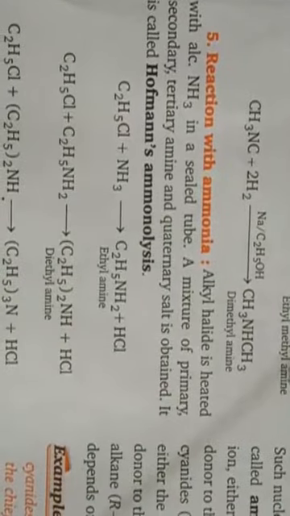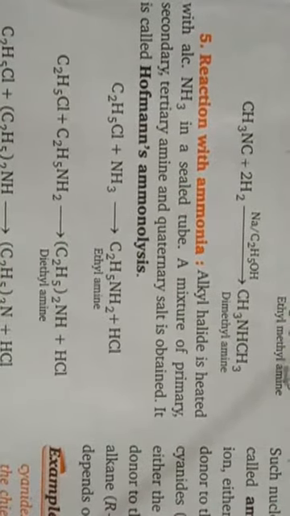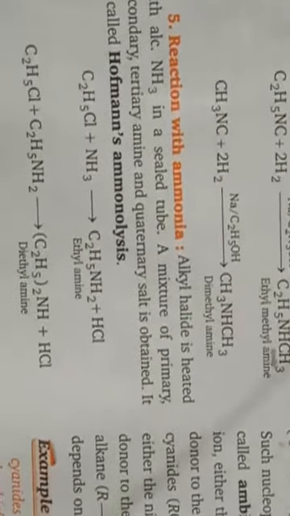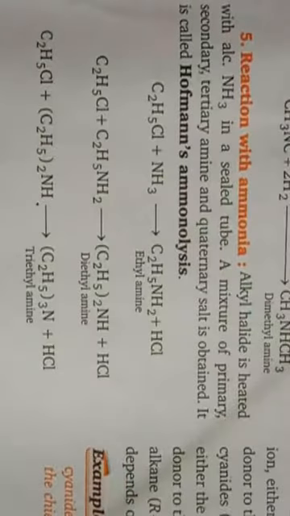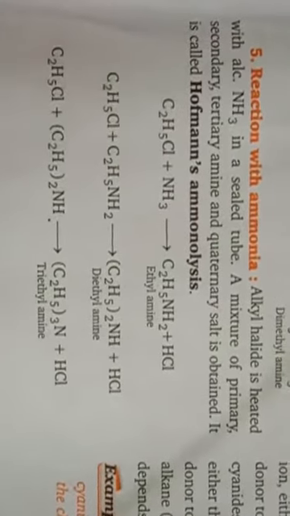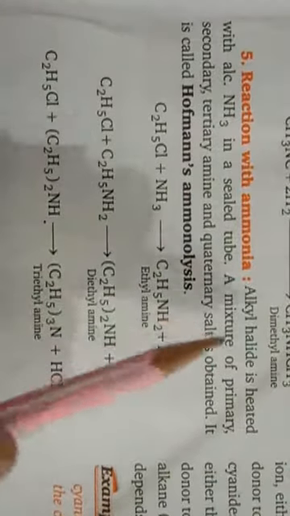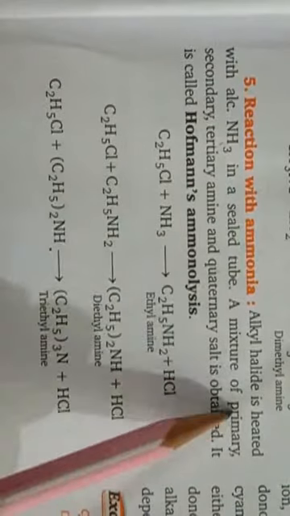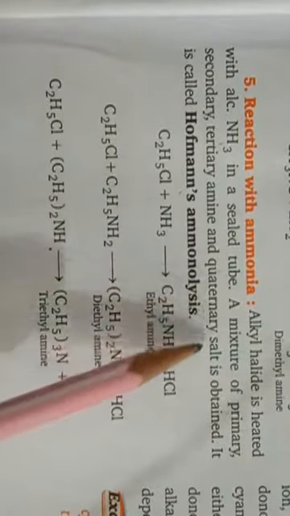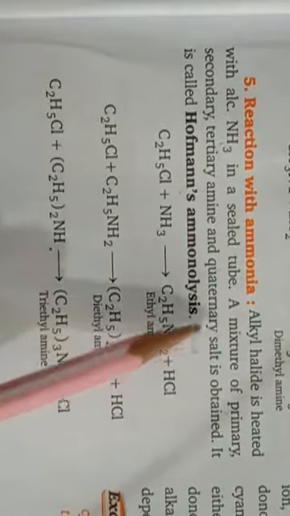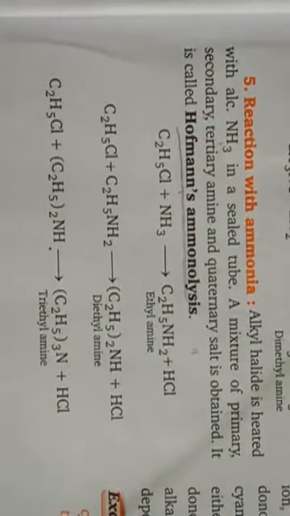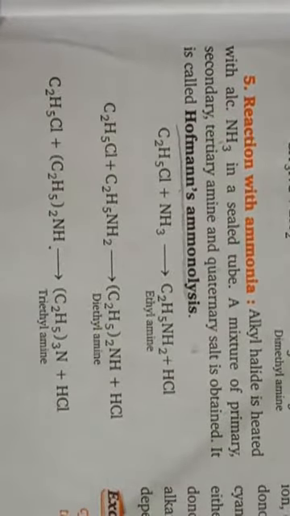The next is reaction with ammonia, and this reaction is also known as Hofmann ammonolysis. Okay children, in this reaction, alkyl halides are heated with alcoholic ammonia in a sealed tube, and then a mixture of all types of amines plus their quaternary salt is obtained. This overall conversion is known as Hofmann's ammonolysis. A very important, very popular, very common reaction.